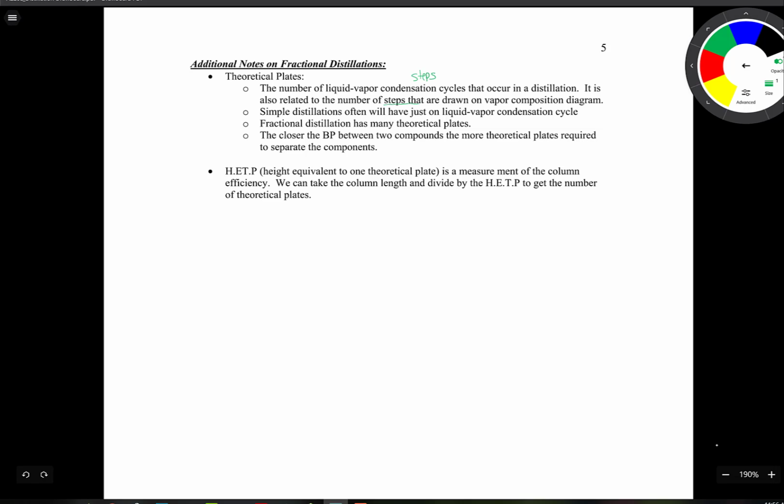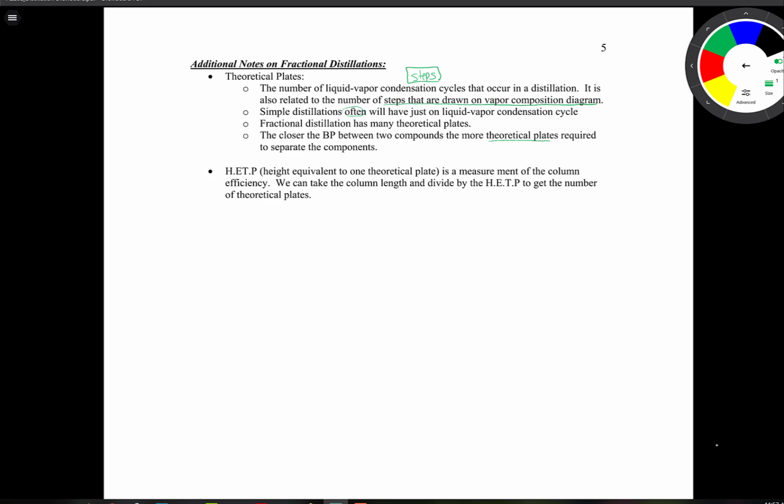So those horizontal lines that are drawn out on those vapor composition diagrams, remember, are steps. We talked about that. So simple distillations often, not always, but often will have just one step. Fractional has many theoretical plates. So these theoretical plates and these steps, those are the same thing. A plate is something that's flat. And I mentioned this before, but recall that the closer the boiling points between two compounds, the more theoretical plates are required to separate the components of a mixture. This is why simple distillation is good for separating compounds that have larger boiling point differences.